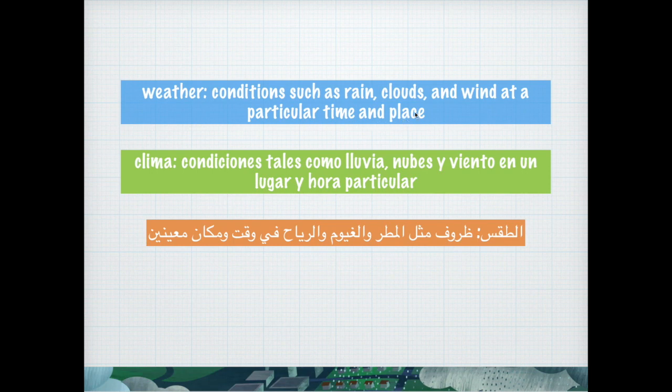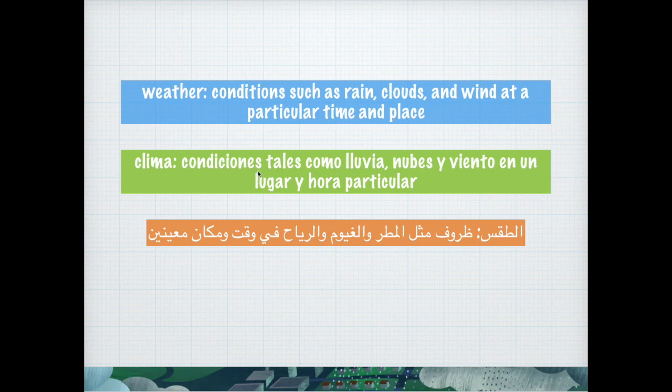Right here is a very important part where it says particular time and place. When we talk about weather, we're talking about the conditions of where we're located or where an event is located. We want to make sure we're also talking about the time. So when things are occurring at the current time, but also when we talk about over time.